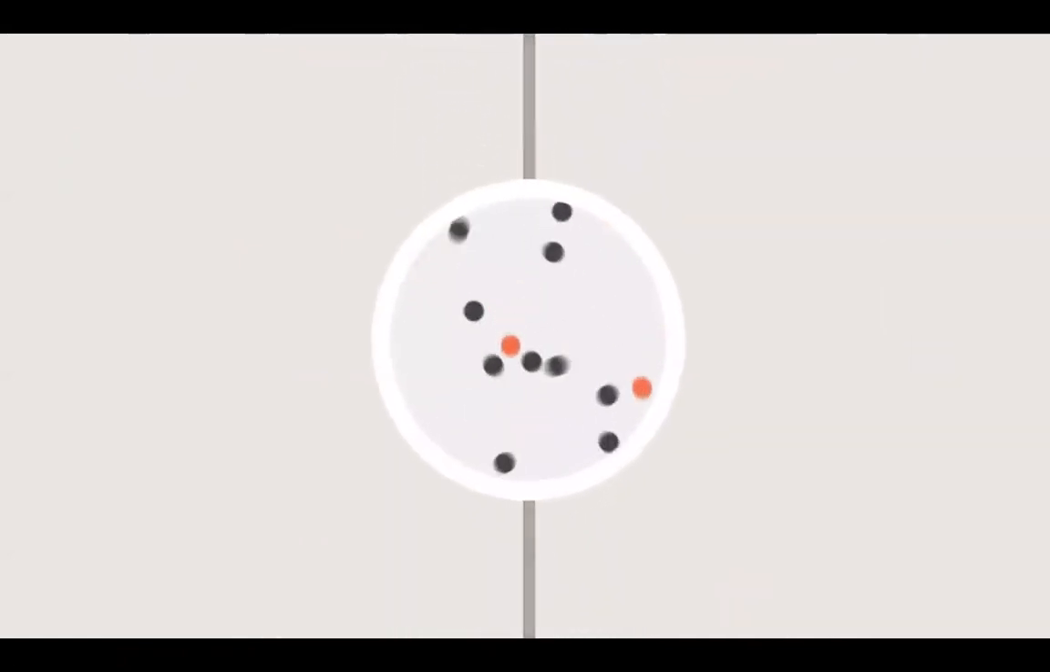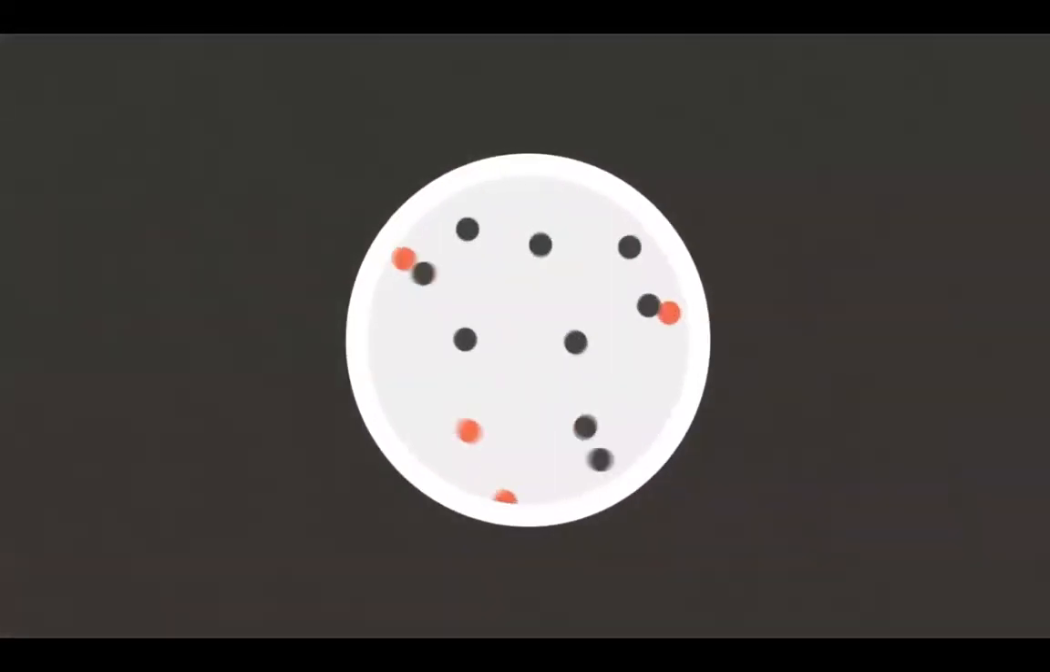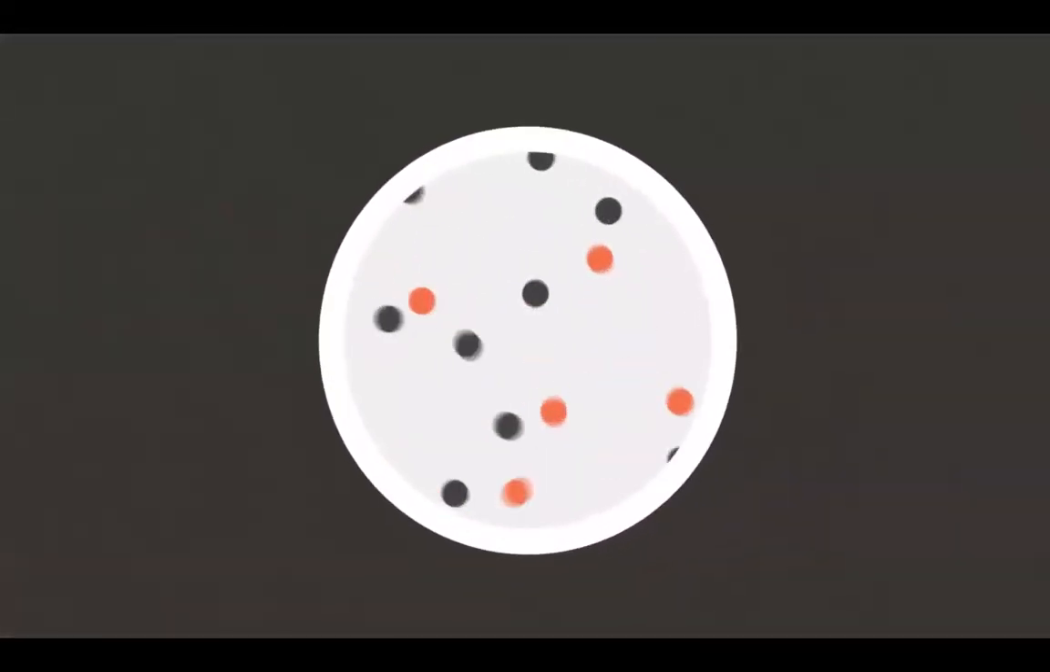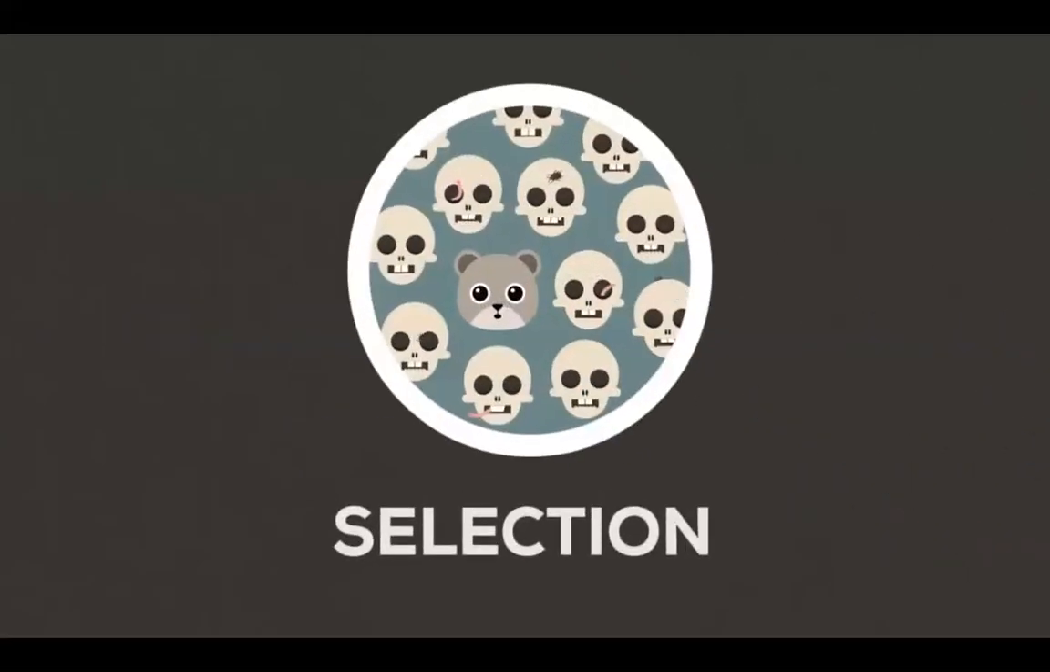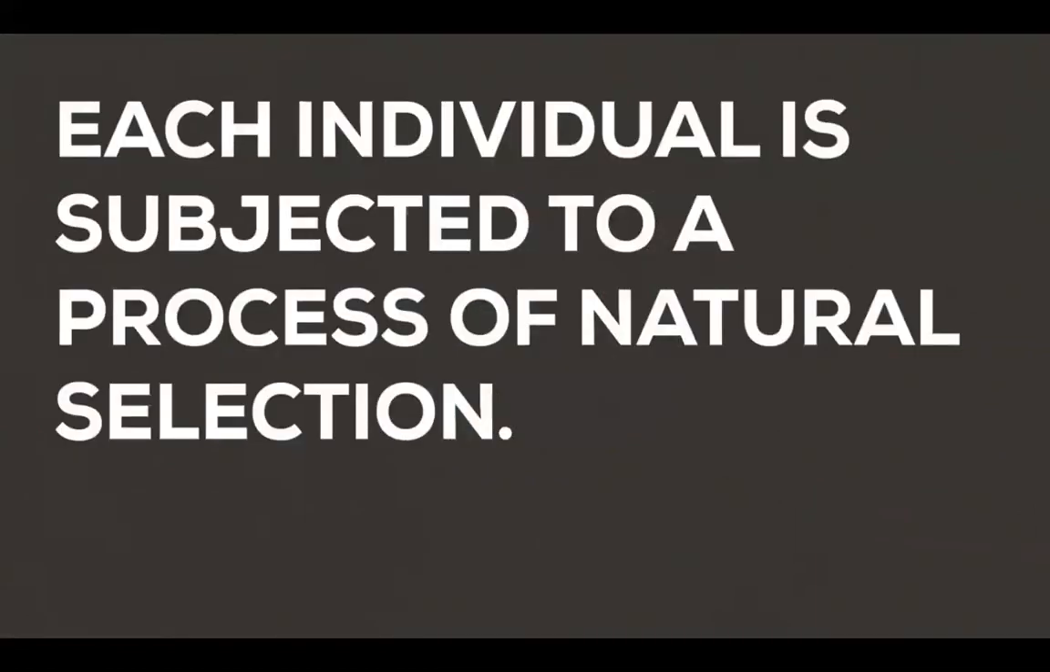But how can so much be down to chance when all living creatures are so perfectly adapted to their environment? For example, the stick insect, the hummingbird, and the frogfish. The answer is provided by the second key point, selection. Each individual is subjected to a process of natural selection.